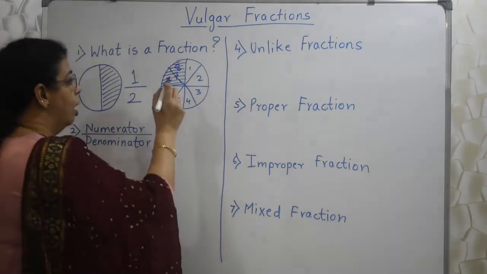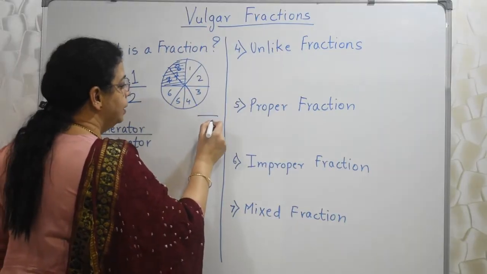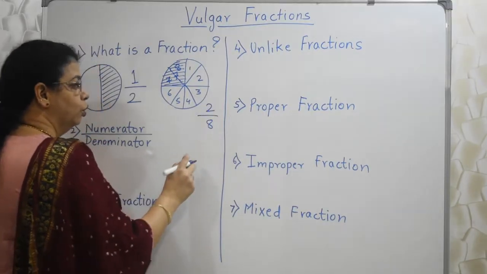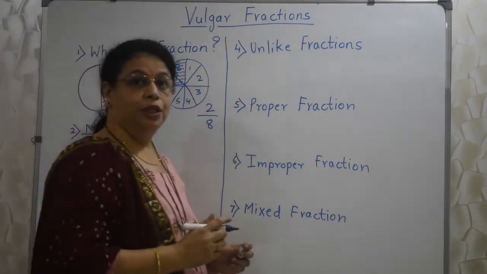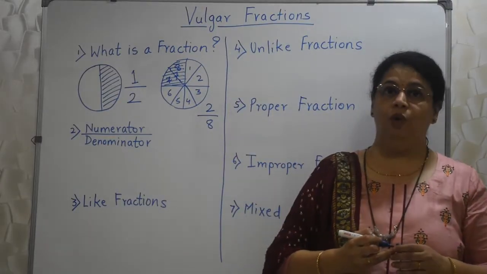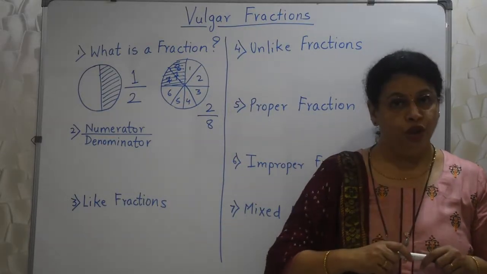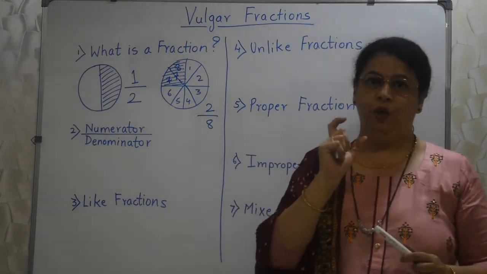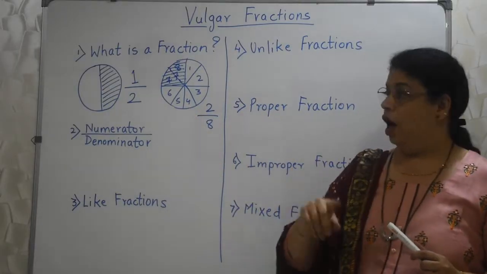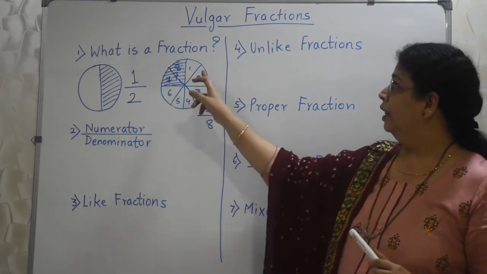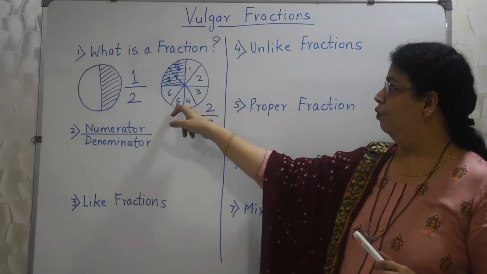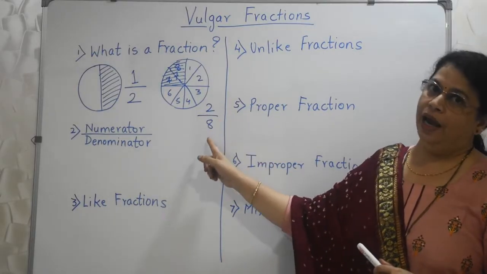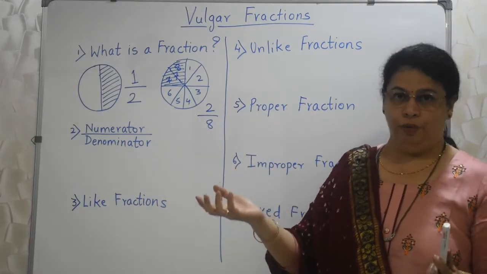Is that clear? So how am I going to write this? How many total pieces? 8. Out of that, how many are colored? 2. So this should be my answer. But students, sometimes they ask how many pieces or portion is not colored. So please be careful with the wording of the question. Okay. So if they ask how many pieces are not colored, that time you are supposed to write 1, 2, 3, 4, 5, 6 pieces are not colored. So 6 will be on top and 8 will be down, because 8 are the total number of pieces, right?